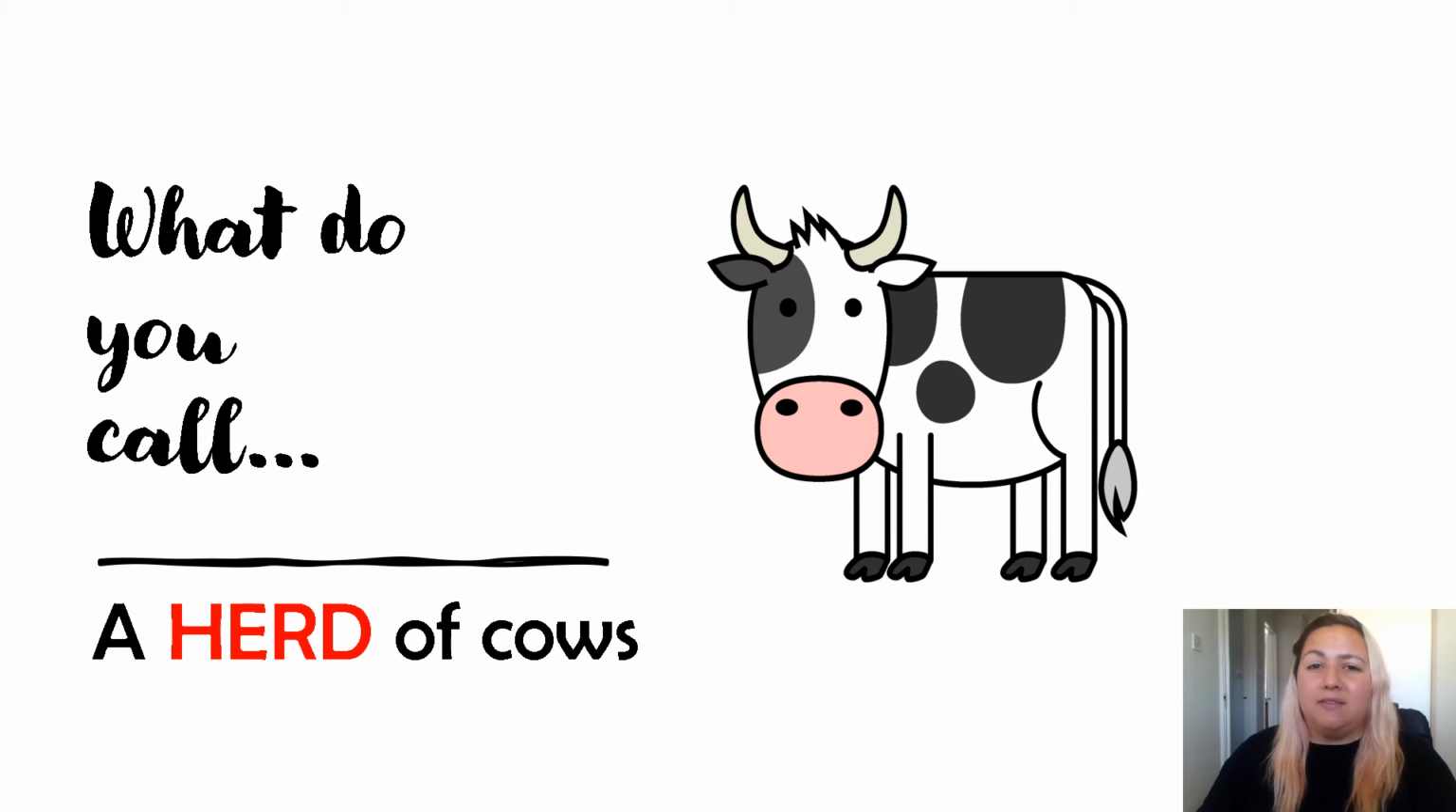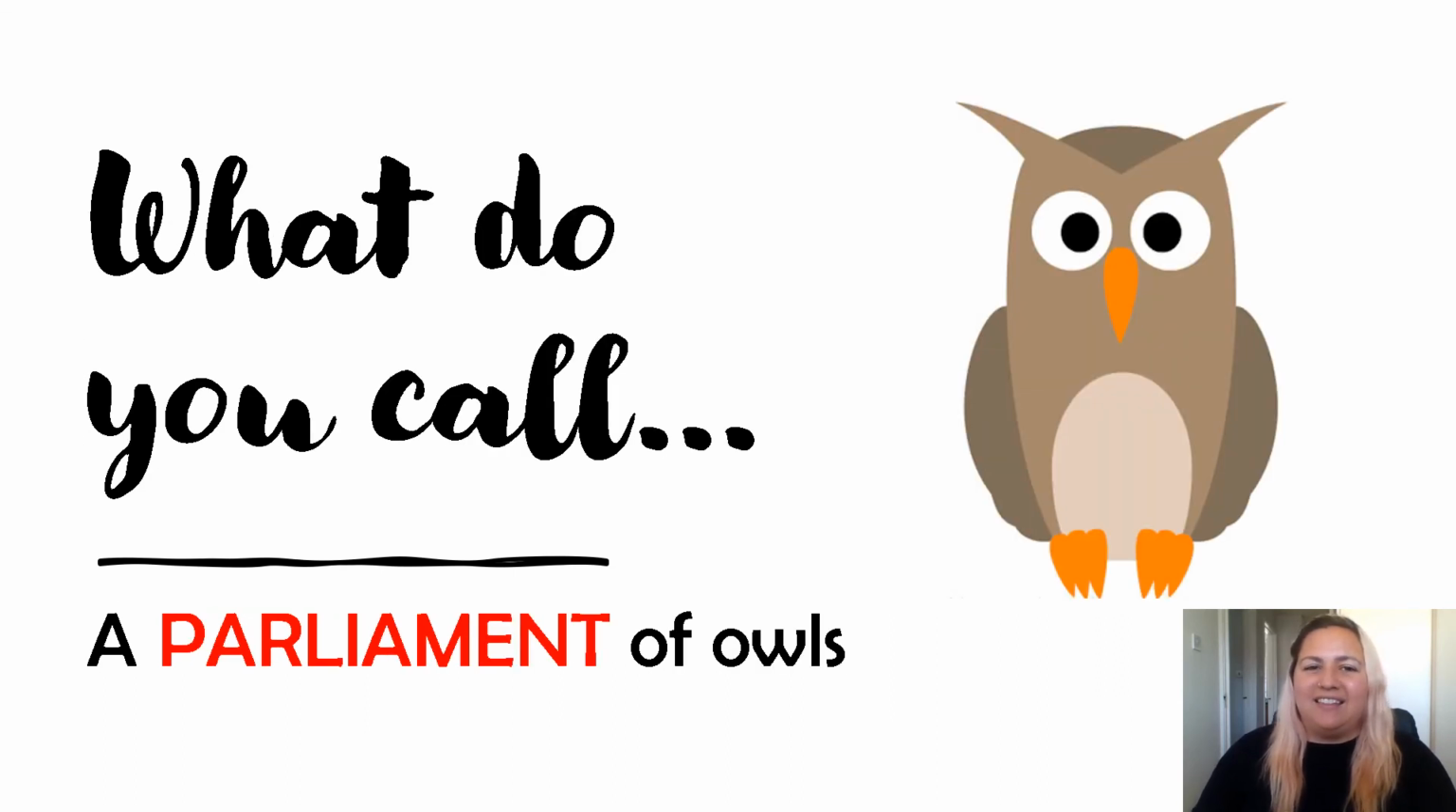I'm hoping that lots of us got this one. It is, of course, a herd of cows. You see a big group of cows in a field, you say that there is a herd of cows. This is one of the more common ones that we use, so I'm really hoping that we got this one correct.